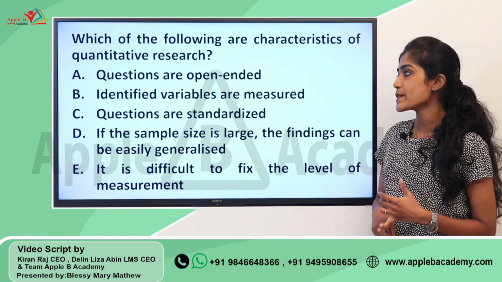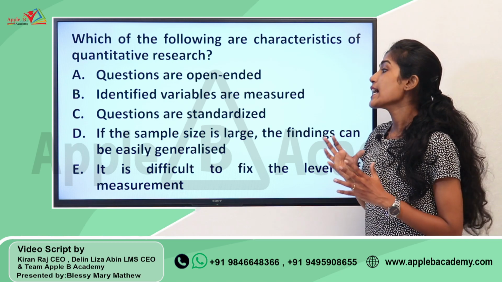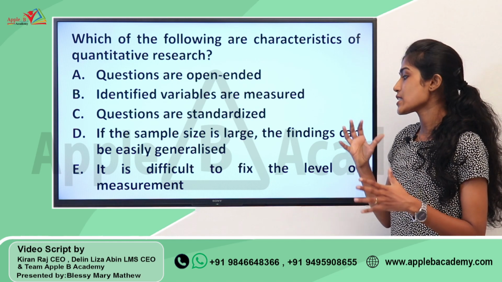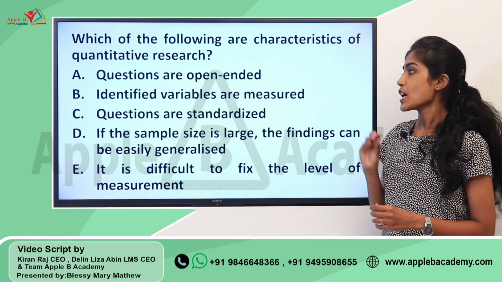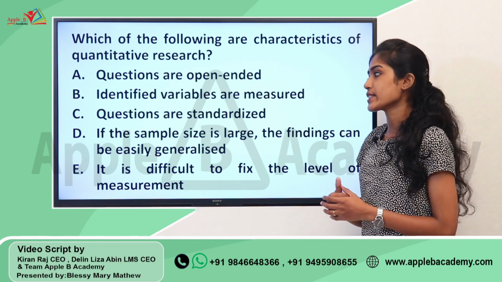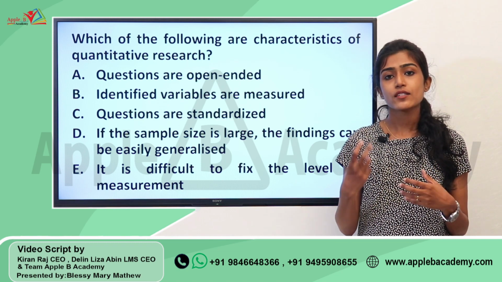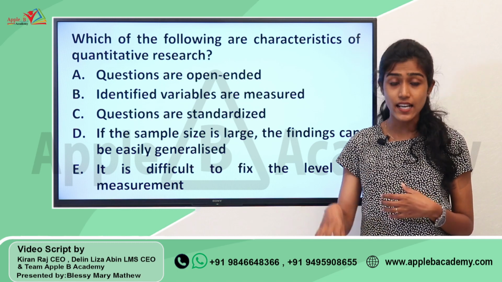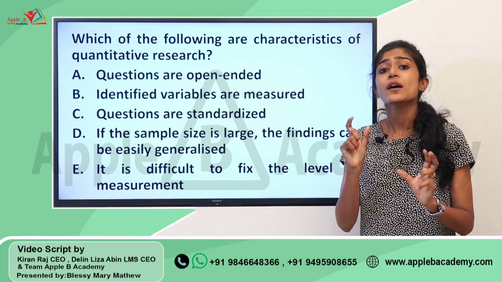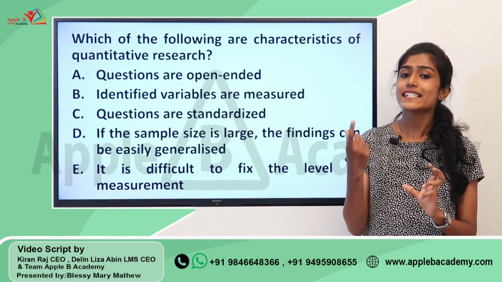We have: questions are open-ended, identified variables are measured, questions are standardized. If the sample size is large, the findings can be easily generalized. It is difficult to fix the level of measurement. So consider these two options, A and C. A says questions are open-ended, C says questions are standardized. If you are making a questionnaire that will help you to gather data for research, and you consider quantitative research, it is more structured. It is basically collecting data that can be quantified, right? So the questions will be standardized.